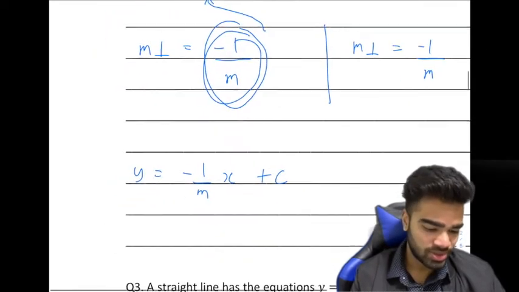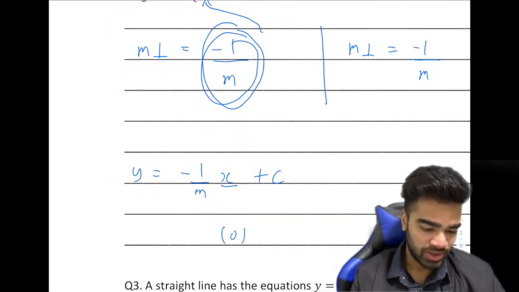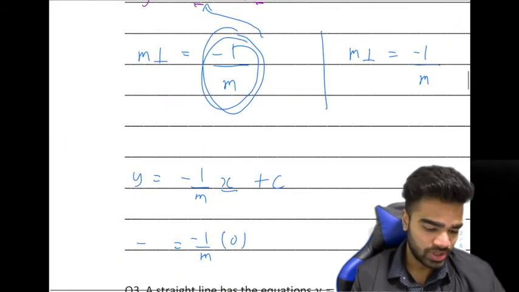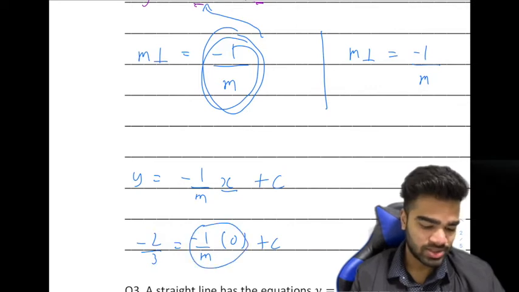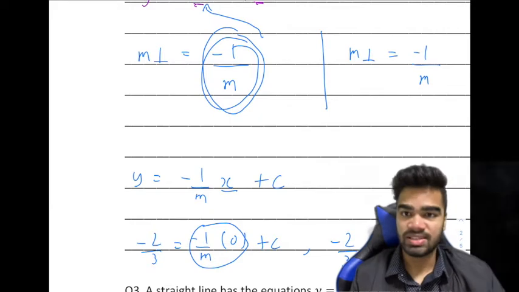So x is equal to 0. So this is replaced with 0. So negative 1 on m. And y is equal to negative 2 on 3. So negative 2 over 3 plus c. So pretty much 0 cancels this out. So you're pretty much left with negative 2 on 3 is equal to c. So c is negative 2 on 3.